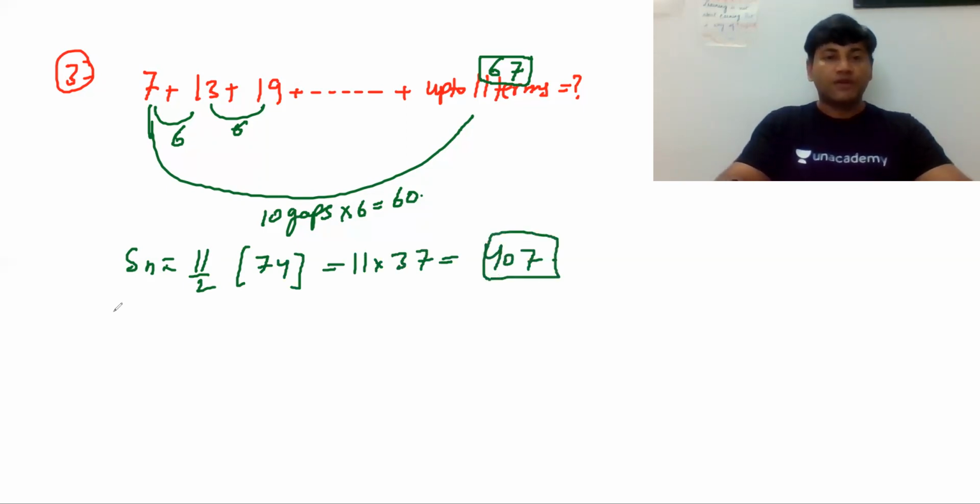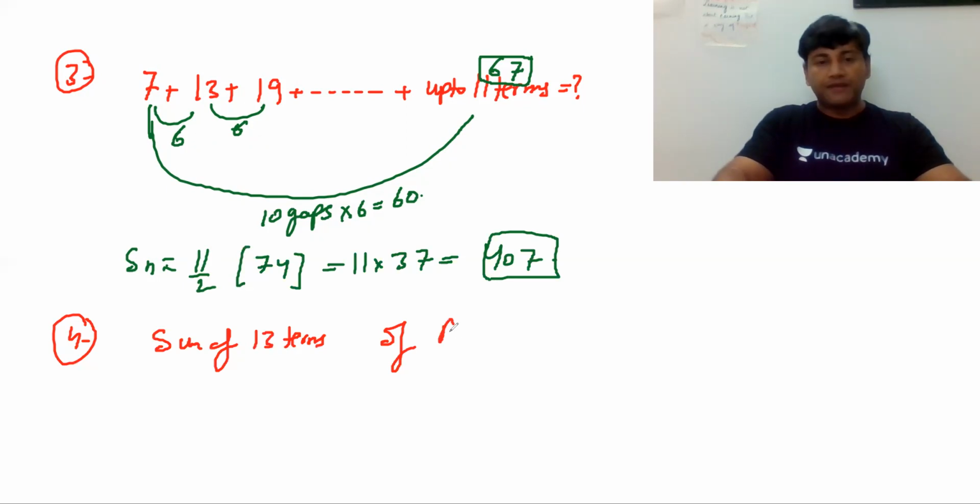So simple, guys. Now one more question to practice and make ourselves comfortable in this funda of AP. Now this time you are given that the sum of 13 terms of an AP is given to be 0. Then find the 7th term. Now in this question, most of the students will say the answer cannot be determined. नहीं निकाल सकते, we cannot find it. Why? Because we are only given one thing.